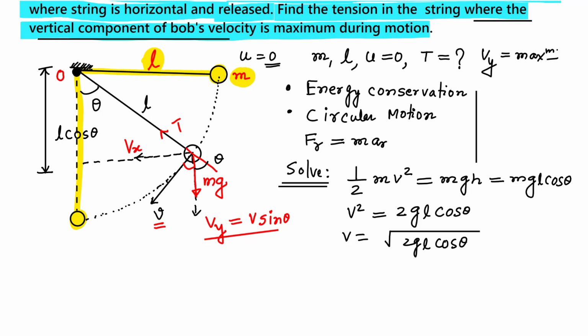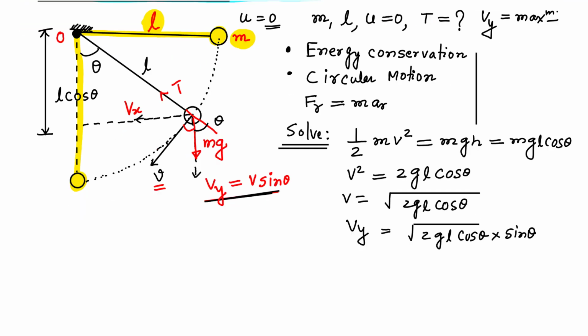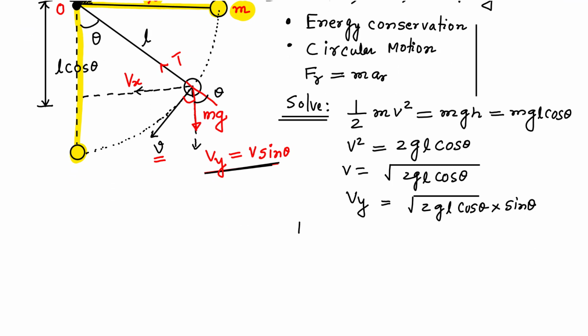Now once I know V, I can calculate Vy. So what is Vy? It is equal to V sin theta, and V I know, that is under root 2gL cos theta times sin theta. Now what is my target? We want to maximize this velocity. So we have to maximize.